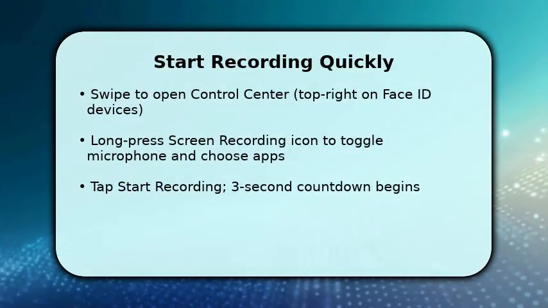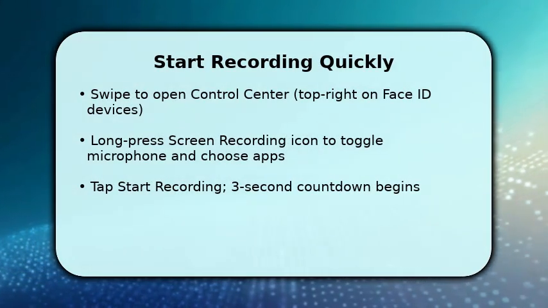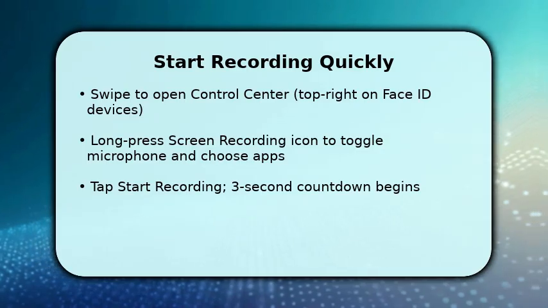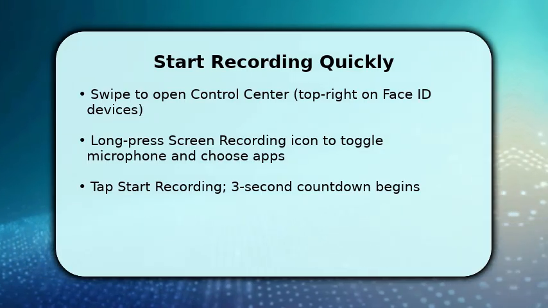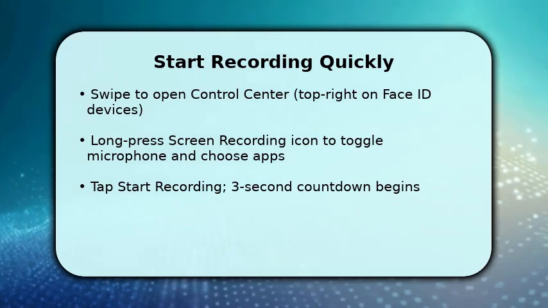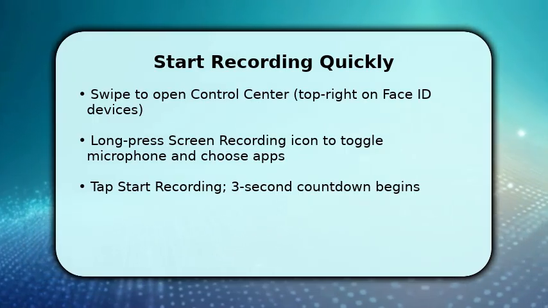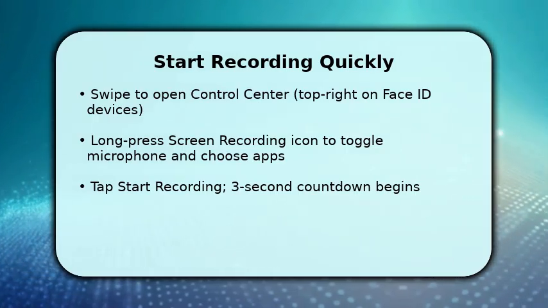Now you start the actual capture. Swipe down from the top right corner on Face ID devices or up from the bottom on older models to open Control Center. This gets you to the button fast. Long press or 3D touch the screen recording icon to reveal microphone and app options. Turn microphone on if you want narration.